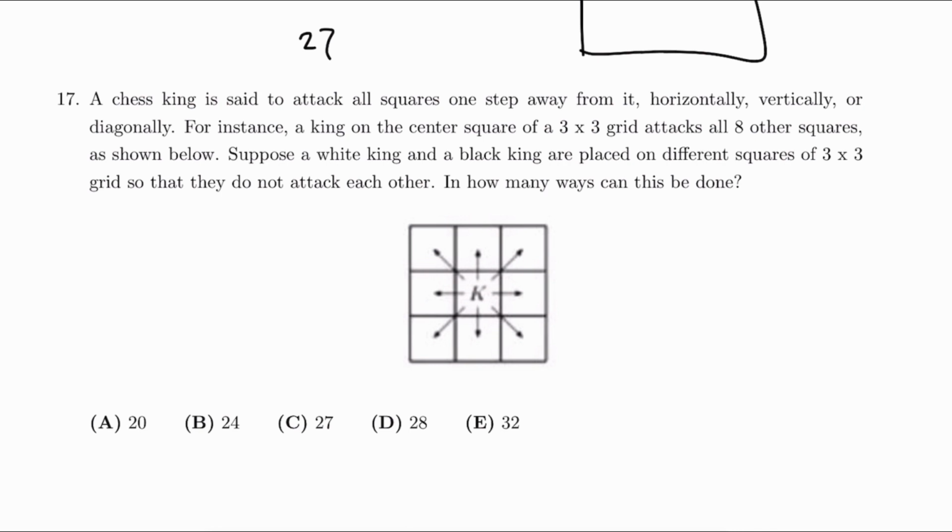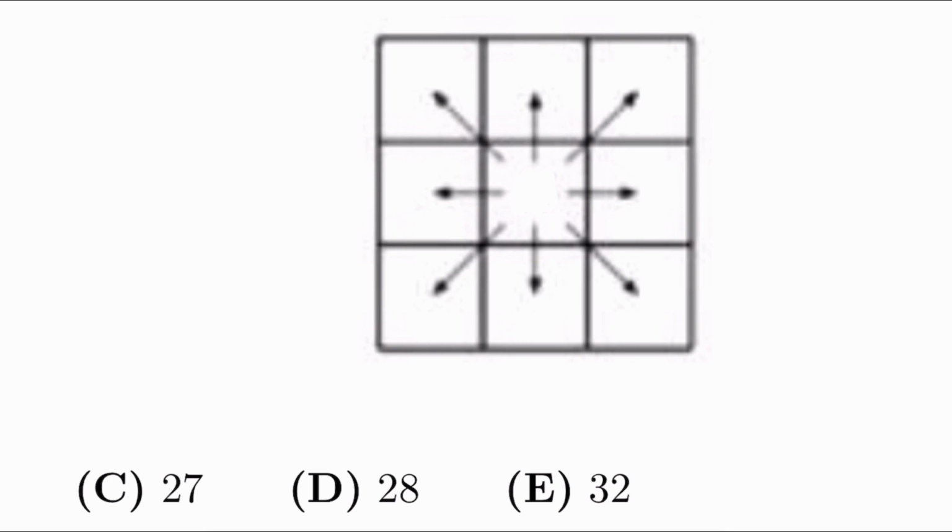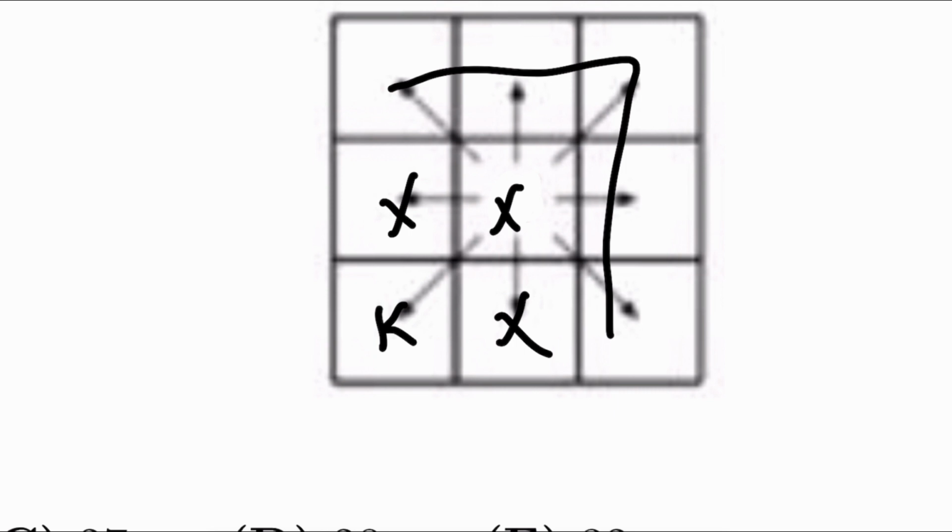So, if there is a king in the middle, then there is no way to put another king down. Let me just rule that out. Say there is no king in the middle, then we could do casework on where the king is. Let's say one of the kings is in the corner, that's 4 different ways, and the king would attack these 3 positions. So we can put the white king in any of these 5 positions.